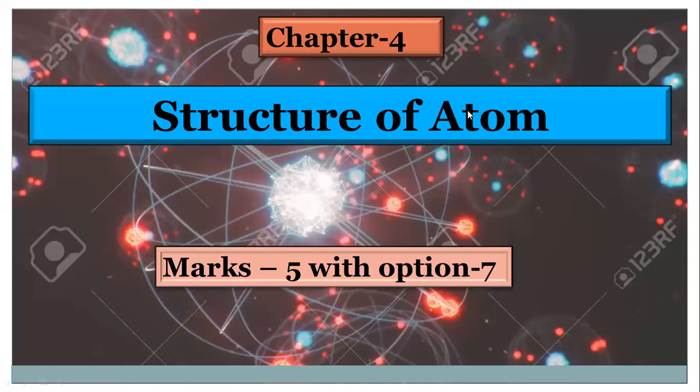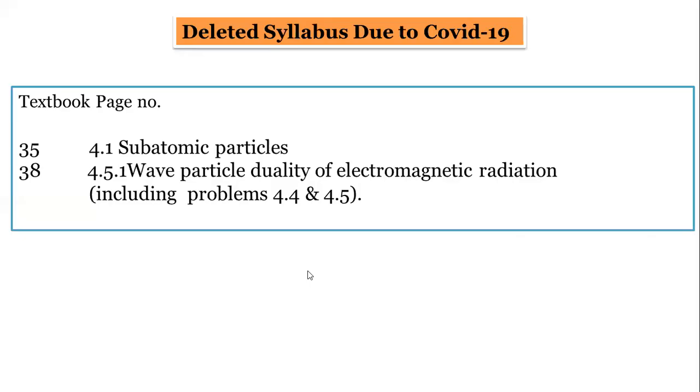So today we will start this new chapter, chapter number 4. The name of the chapter is Structure of Atom. It is one of the biggest chapters in physical chemistry. See the weightage, it is having 7 marks weightage with option, and without option it is having 5 marks. Most of the part is deleted.